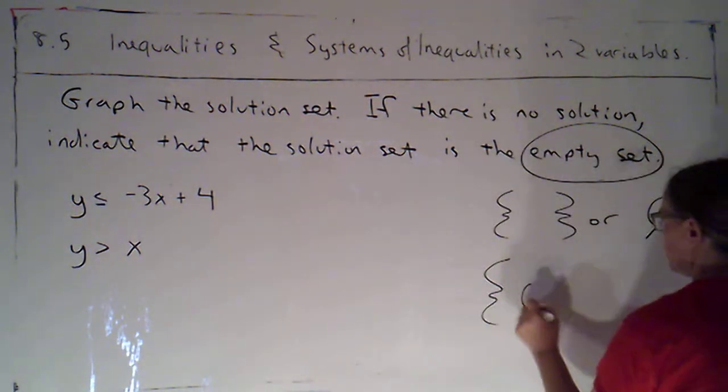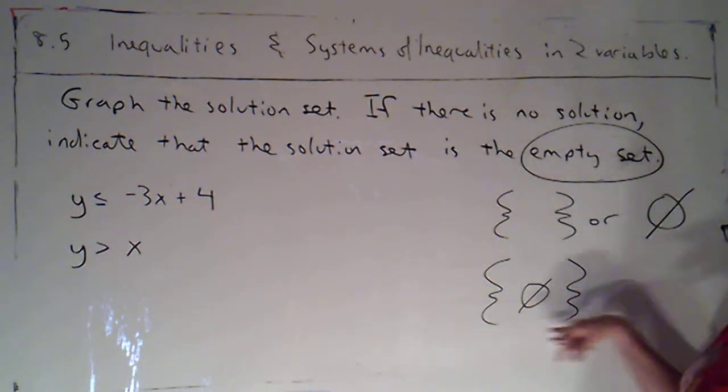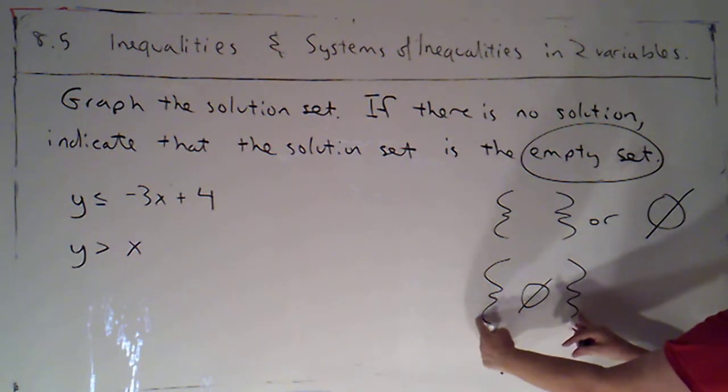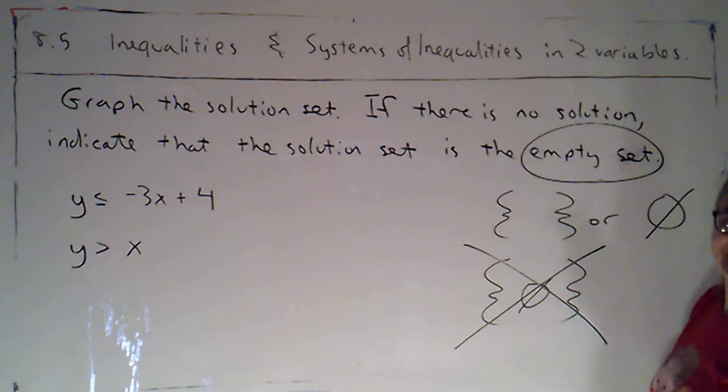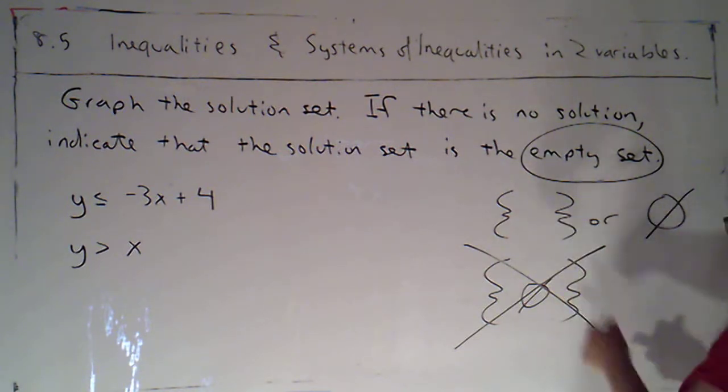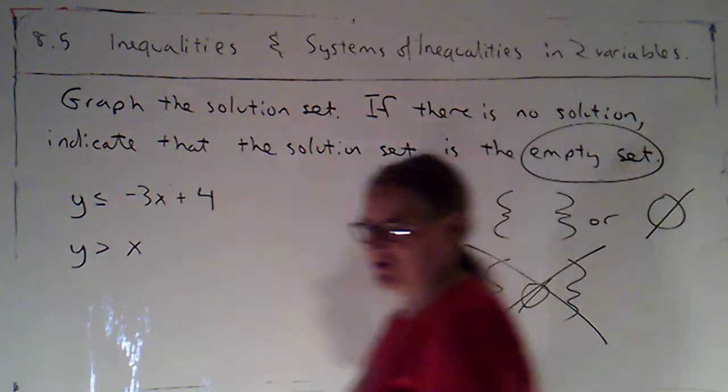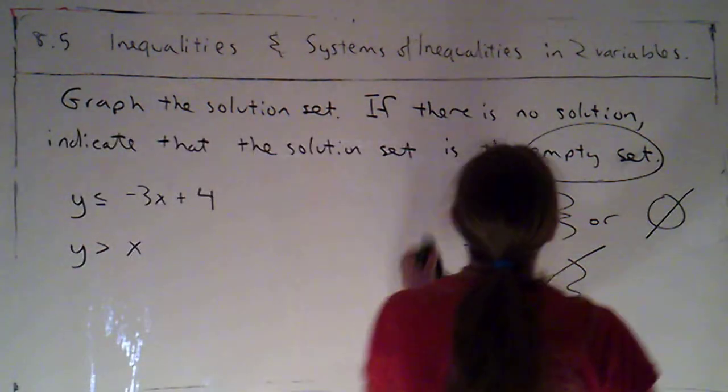This is not the empty set. That is the set that contains one thing. The thing that it contains is the empty set. So it's one or the other of these if there is no solution.